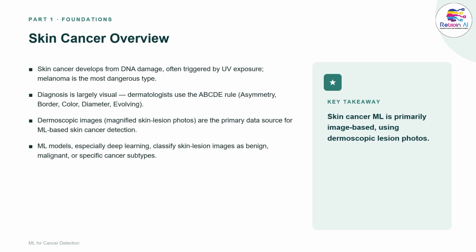Dermatologists use the ABCDE rule to visually assess a mole. That is, asymmetry: one half does not match the other. Border: is the edge irregular? Color: that is, multiple colors instead of one. Diameter: that is, larger than about 6 millimeters. And evolving: has it changed recently?